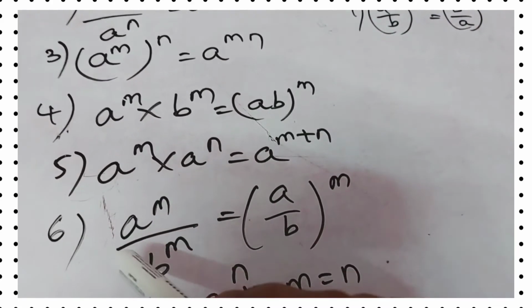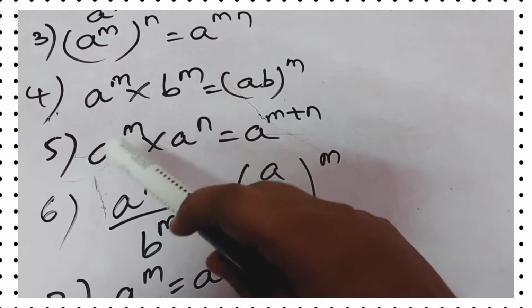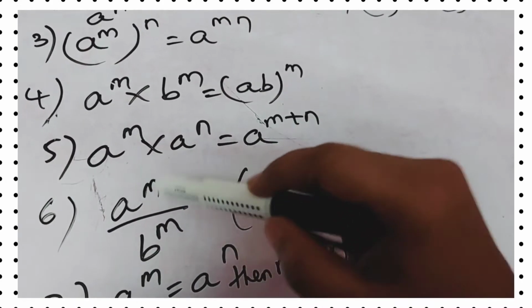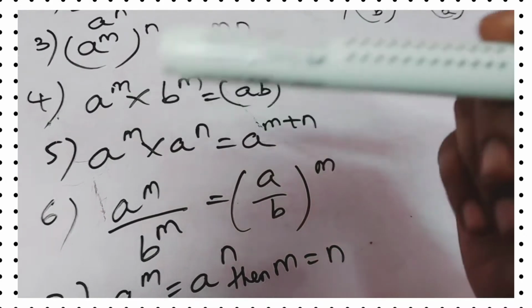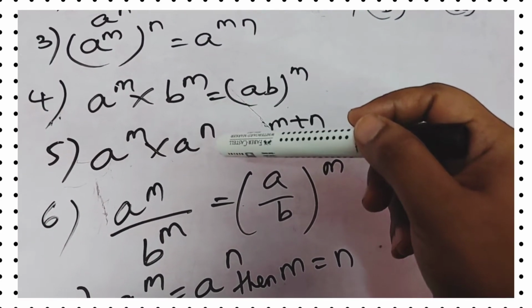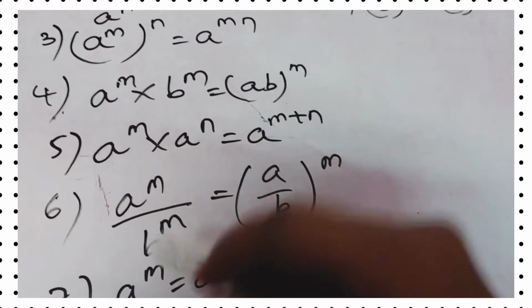Again, a to the power of m by b to the power of m. This law is very important. It is useful for your next class also. It is there in your 9th class, and it is there in your 10th class also. So if the bases are same, the exponents should be added. This law is very important.